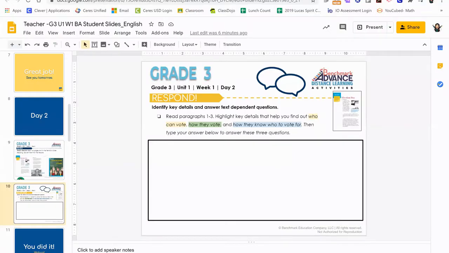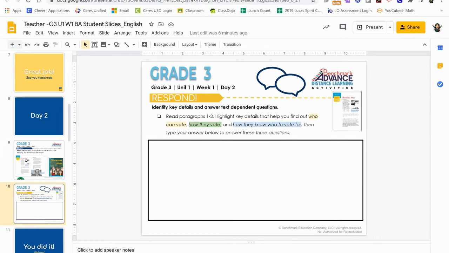Our directions say, read paragraphs 1 through 3. Highlight key details that help you find out who can vote, how they vote, and how they know who to vote for. Then type your answer below to answer these 3 questions. So the first thing we are going to do is find the answers to these 3 questions in our text, and we are going to highlight them so that we have all that information together when it is time to type up our answer in this box.